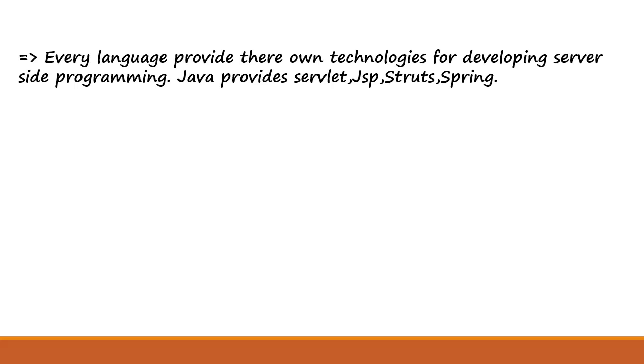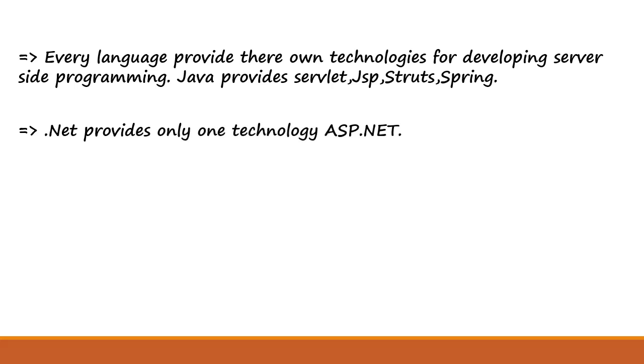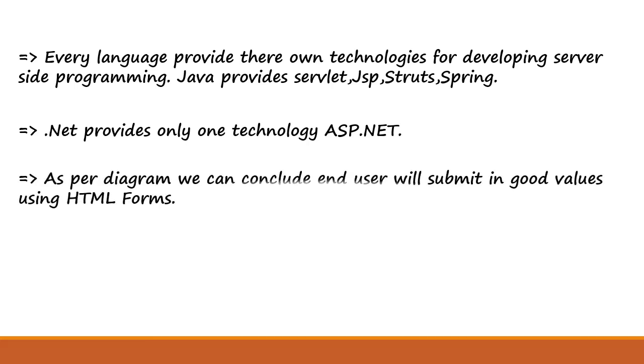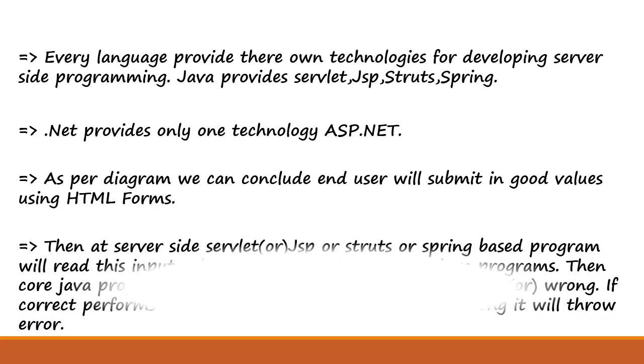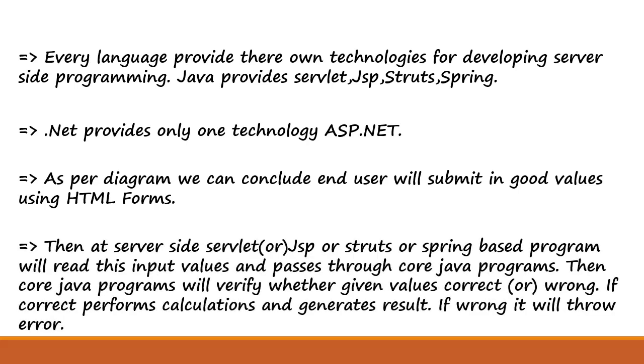Java provides Servlet, JSP, Struts, Spring. Servlet and JSP are technologies, and Struts and Spring are frameworks. .NET provides only one technology called ASP.NET. As per the diagram we can conclude the end user will submit input values using HTML forms. Then at the server side, a Servlet, JSP, Struts or Spring based program will read these input values and pass them to core Java programs.